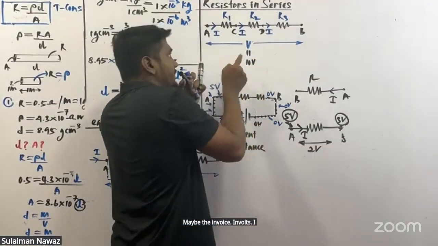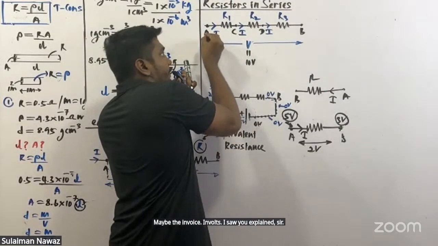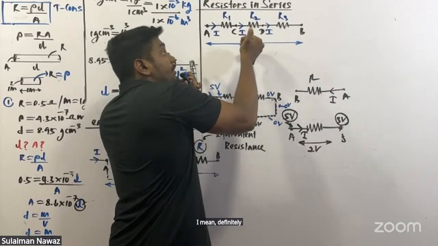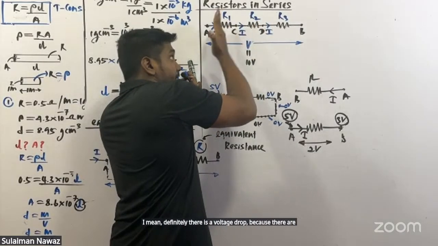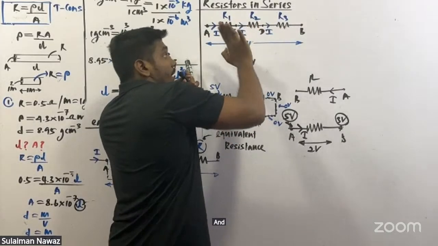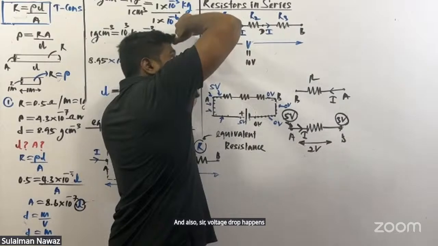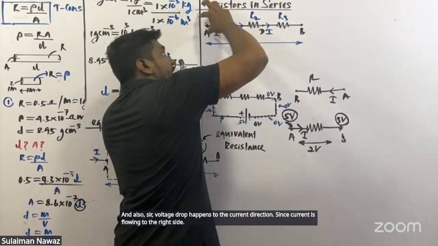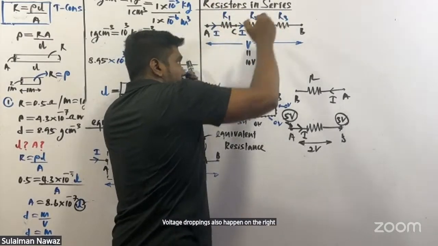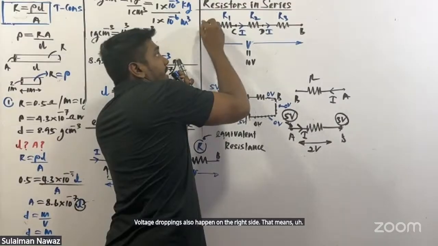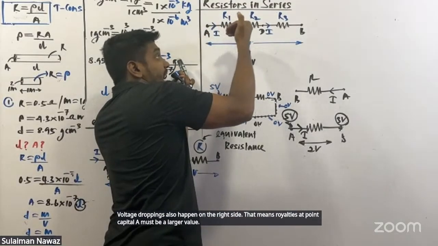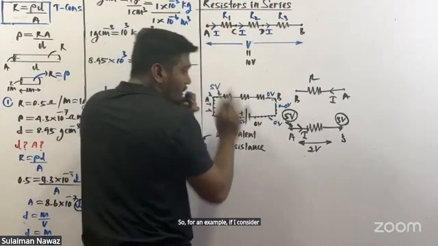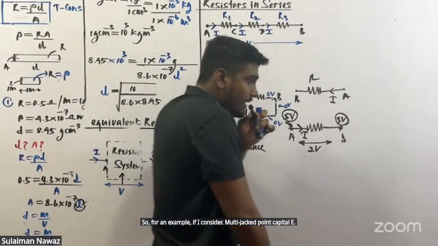As I explained, sir, the direction of current is from point A to point B, to the right side. Then definitely there is a voltage drop because there are resistors between A and B. Also, voltage drop happens in the current direction. Since current is flowing to the right side, the voltage drop is also happening to the right side. That means voltage at point capital A must be a larger value, and voltage at point capital B must be a smaller value.